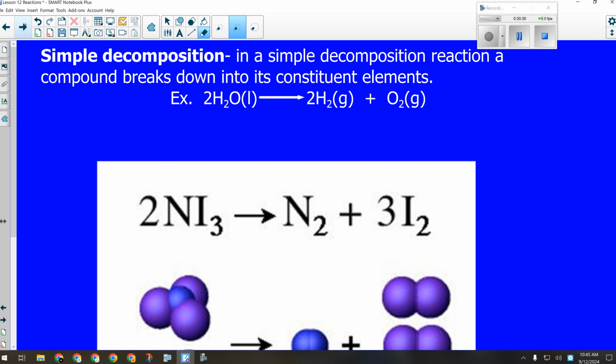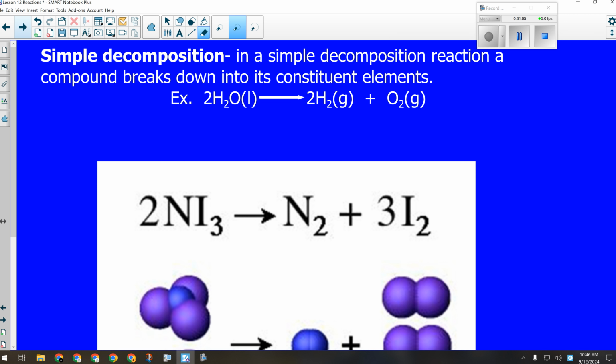Is that reaction balanced? How many hydrogens do I have here? 4, right? There are 2 hydrogen atoms in every water molecule. 2 times 2 is 4 here, and 2 times 2 is 4 here. And on this side, how many oxygens are there? 2. How many over here? 2. Does it matter that it's a molecule now? As long as the atoms are accounted for, that's all that matters.